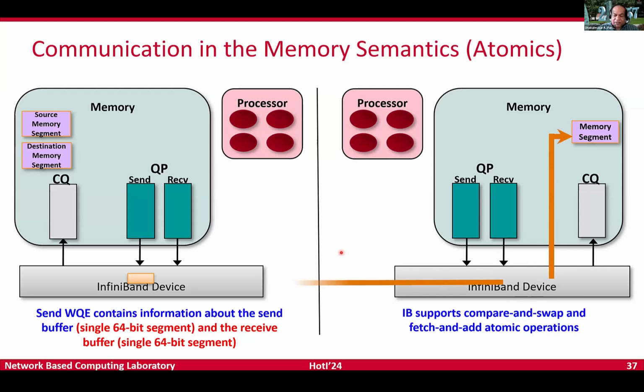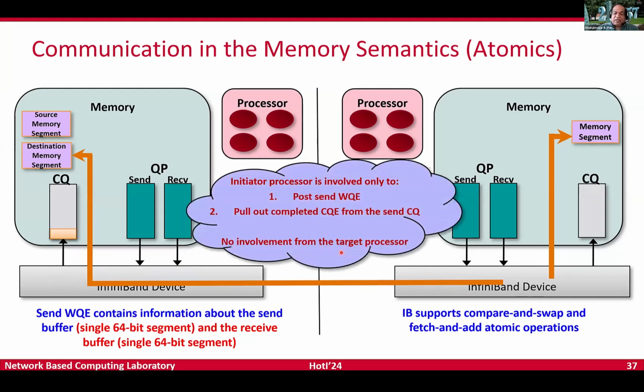So once the operation happens here and here, you finish. Okay. So here again, you will see that in this kind of operation, the initiator processor is only involved in the post send and pulling out the completion cookie. There is no involvement from the target processor, so that we can also have a good overlap for the atomic operations with the computation.